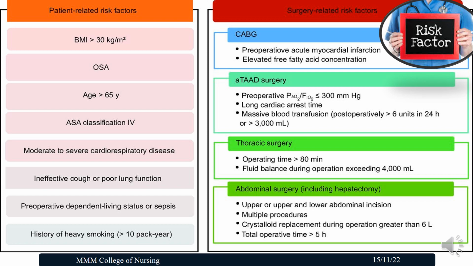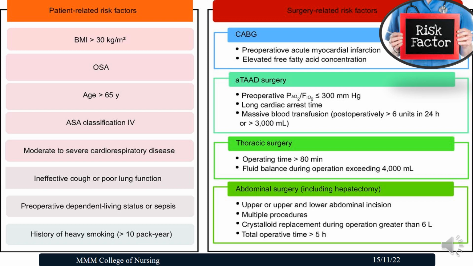For a TAAD surgery, that is a thoracic aortic aneurysm dissection, the problem is with a large blood vessel which distributes blood from the heart to the rest of the body. In such cases, if the preoperative partial pressure of oxygen or FiO2 is less than or equal to 300 mm of Hg, or the patient had a long cardiac arrest time, or there is massive blood transfusion postoperatively, more than 6 units within 24 hours, or blood loss is more than 3000 ml, such categories of patients are at risk of developing postoperative hypoxia.